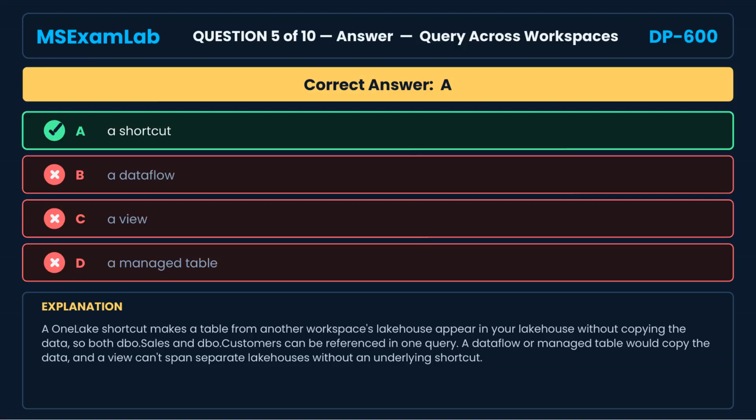The correct answer is A. A OneLake shortcut makes a table from another workspace's Lakehouse appear in your Lakehouse without copying the data, so both sales and customers can be referenced in one query. A dataflow or managed table would copy the data, and a view can't span separate lakehouses without an underlying shortcut.